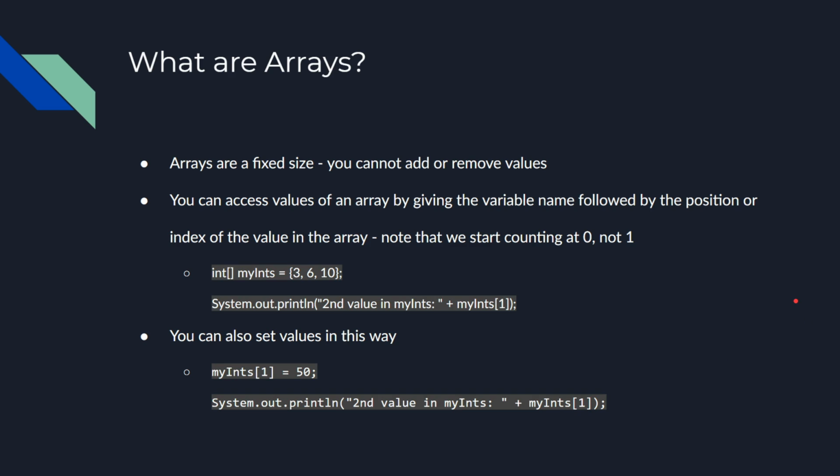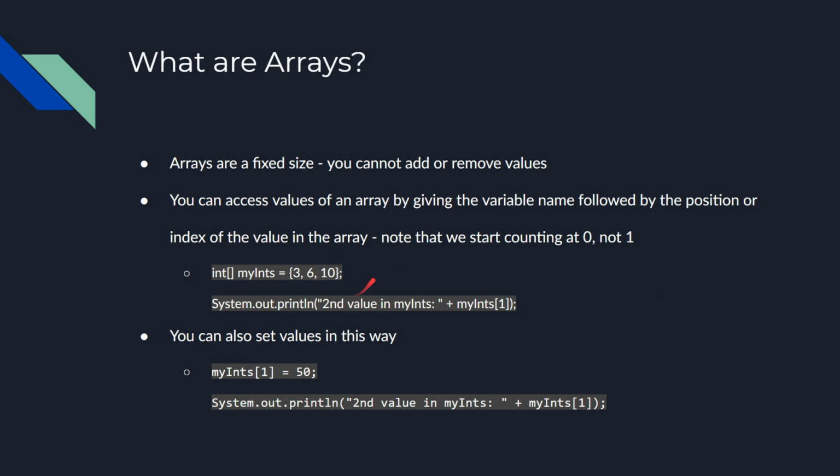So I mentioned earlier, arrays are fixed size. You cannot add or remove values. So what if you want to get something out of an array? So you have this array of 3 items. What if you want to use one of the items? In this case, we use the square brackets again.